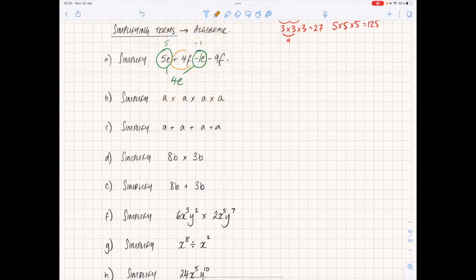Next one, 4f minus 9f, that is a negative 9f. So you're saying it's 4 degrees outside, because it's a plus 4, and you are taking away 9 degrees. So it gets 9 degrees colder, which means you end up with a minus 5 degrees, and then you put your f after it. That's your answer. You cannot simplify that, because 1 is an f and 1 is an e.